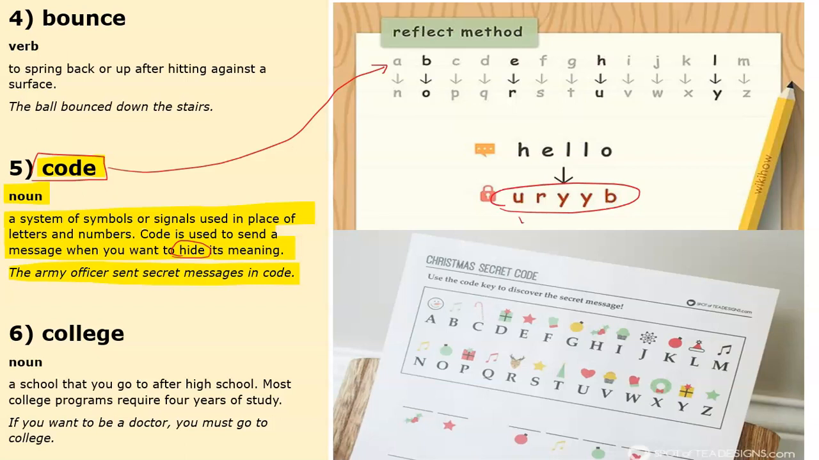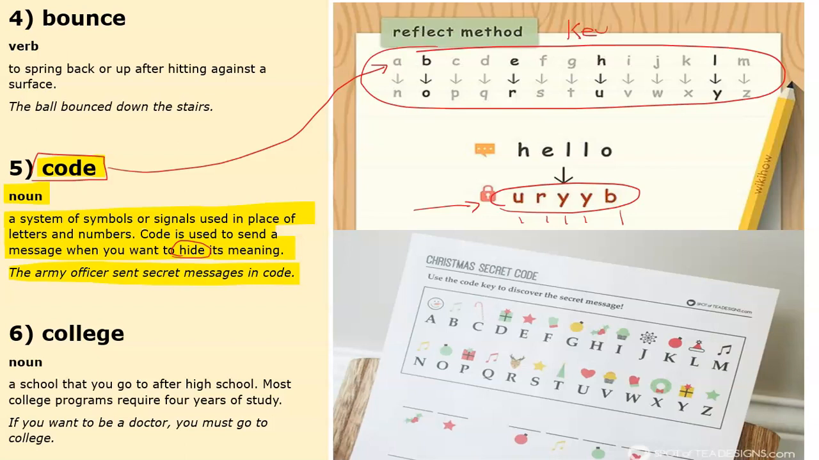This is the code. It's URYYB. So when someone is reading this, of course, they won't know what it means. In order to read the code, you need to have the key. We call this one here the key. This is how you can solve the meaning of your code. And all you need to do is, when you look at the key, you look for the U, and it says that U should actually be letter H. So you can change it to the correct letter. And by doing this, you can find the real message.